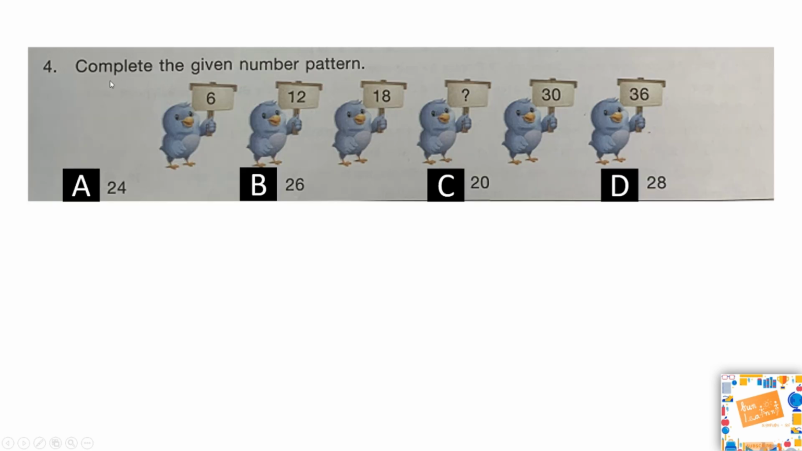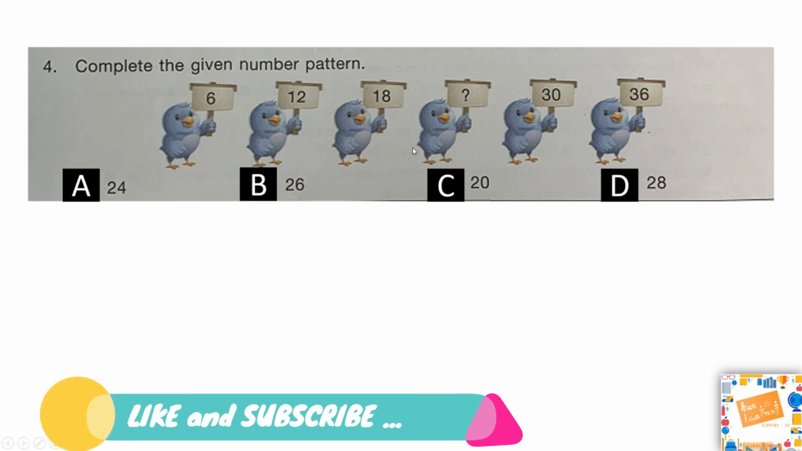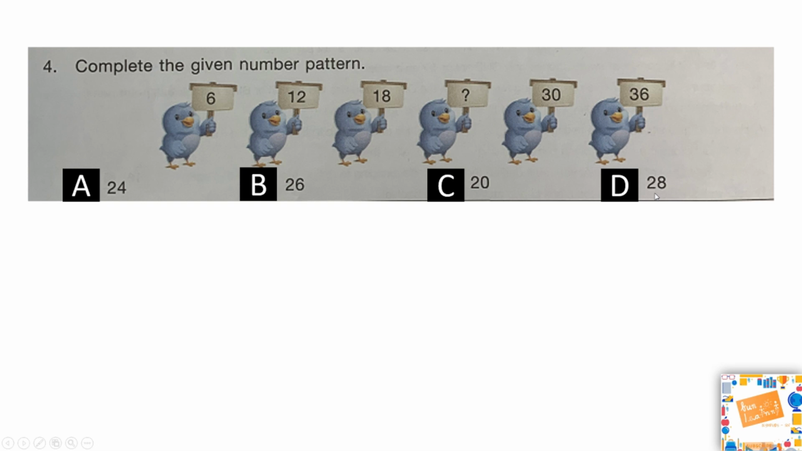Next question. Complete the given number pattern. So we have to find this missing number here. Is it A 24, B 26, C 20 or D 28? We'll get this quickly, so I'll give you little time to try and get the answer.